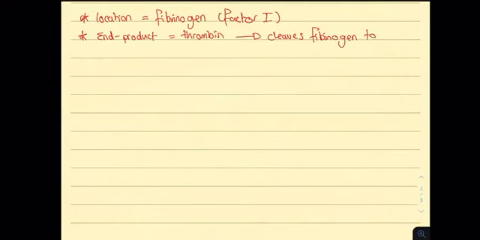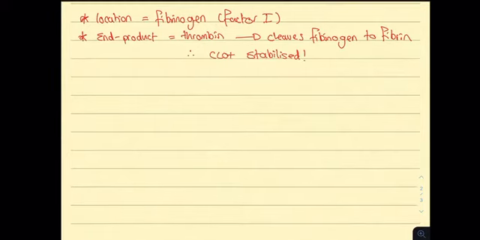And the end product of the coagulation cascade is thrombin, also known as factor II, which converts fibrinogen to fibrin, and thus stabilizing the clot. This will make more sense to you once we discuss the coagulation cascade.